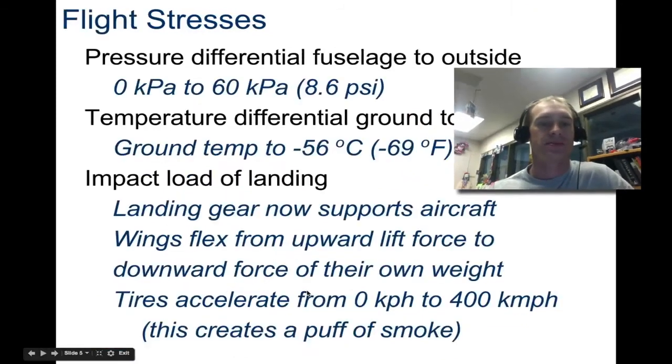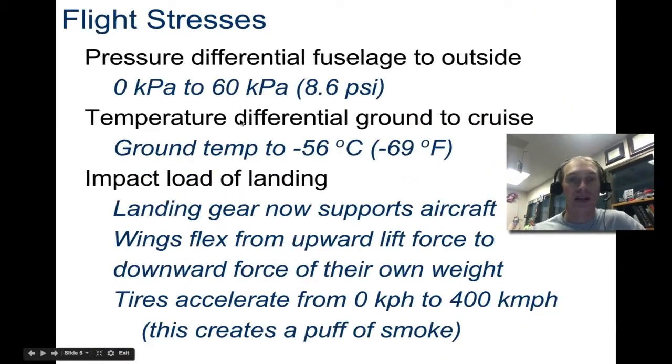it maintained. Some flight stresses that it has to overcome are some pressure differential to the fuselage and outside. We took a look at pressure differentials anywhere from 0 kilopascal to 60 kilopascal. Temperature differentials, ground temperature, which is whatever it is on the ground surface that you're at. If you're at the equator, it might be really hot, or if you're flying up to Alaska, it may actually be minus 56 Celsius. It's definitely possible. And then you've seen the temperature lapse rate, where it can get really, really cold as you are flying at high altitudes.